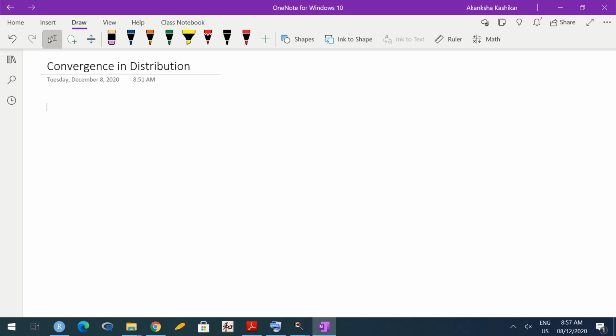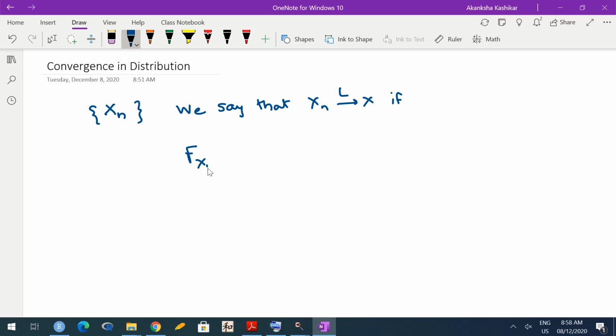Hello everyone. Now we will see some properties of convergence in distribution. So what is convergence in distribution? Let us revise. If I have a sequence of random variables Xn, we say that Xn converges to X in distribution or in law if the CDF of Xn converges to the CDF of X for every x in the set of continuity points of Fx. Okay, continuity points of the distribution function of the limiting random variable.